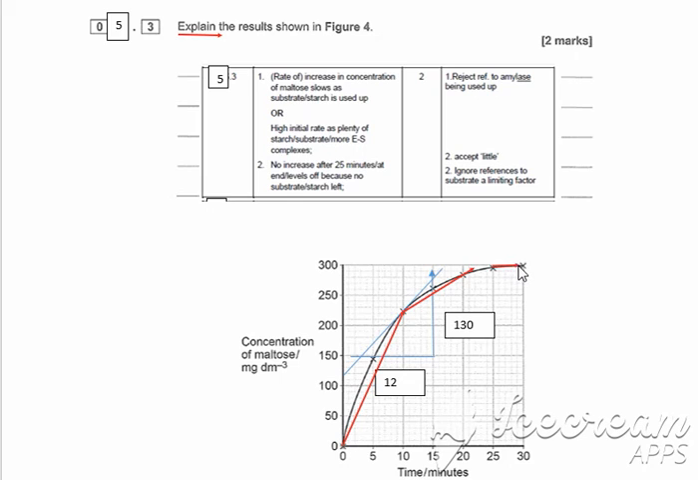By the time we get to 25 minutes, then we see that it's going to start leveling off, because there's no more maltose produced, there's no increase in the maltose concentration, because the starch or the substrate has now all been hydrolyzed.